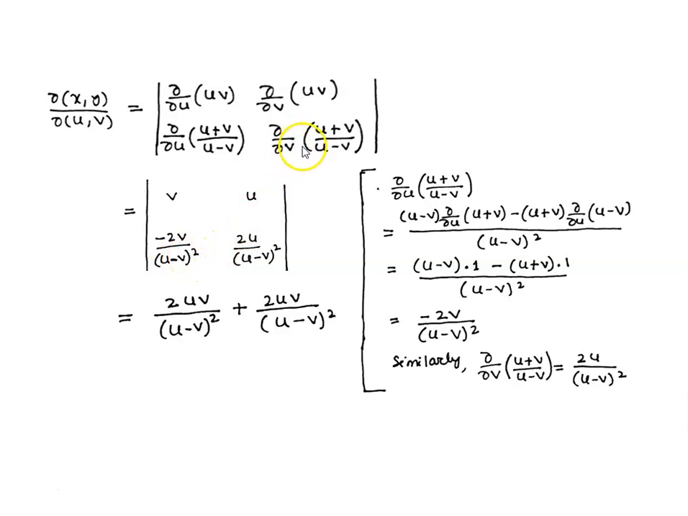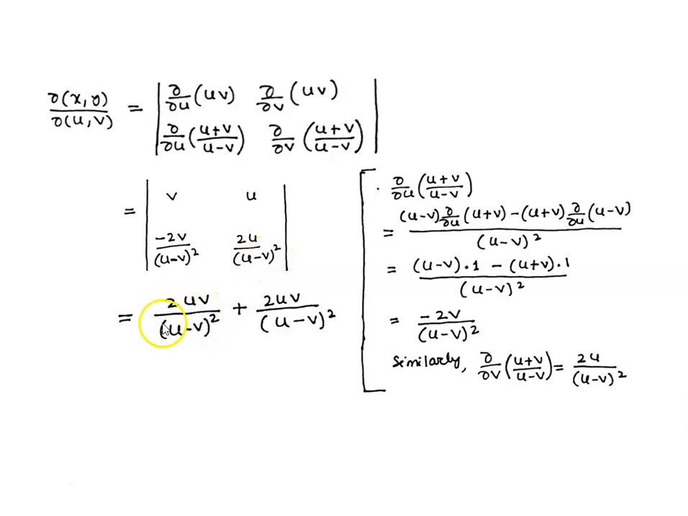Similarly, the partial derivative of u plus v divided by u minus v with respect to v can be obtained in this process, which is equal to 2u divided by u minus v whole square. So here we have 2u divided by u minus v whole square. Now finding out the determinant of this, we have to take the product of these two: 2uv divided by u minus v square.